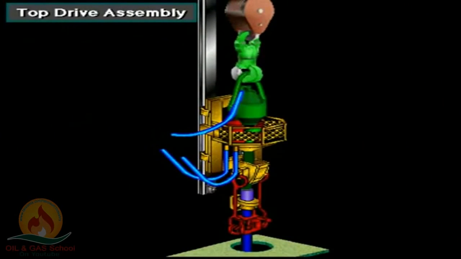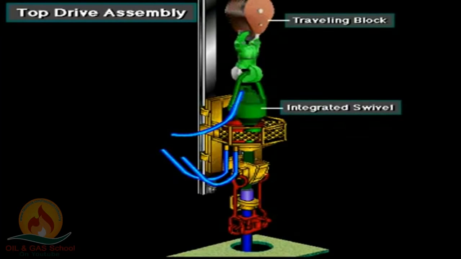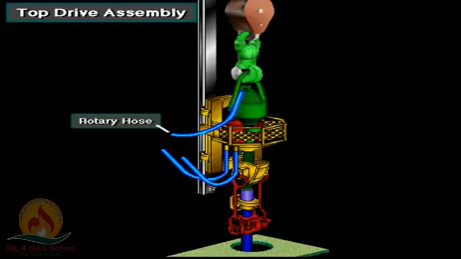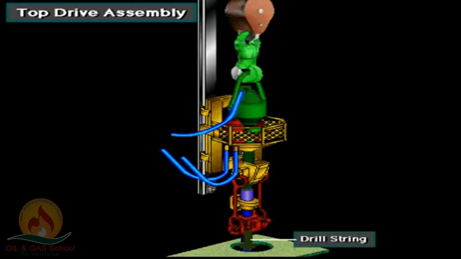A top drive does not use a Kelly or the rotating components of the rotary table. The top drive includes a traveling block and an integrated swivel. The rotary hose conducts drilling mud to the integrated swivel via an S-pipe assembly. A passage inside the swivel drive shaft directs mud into the drill string.